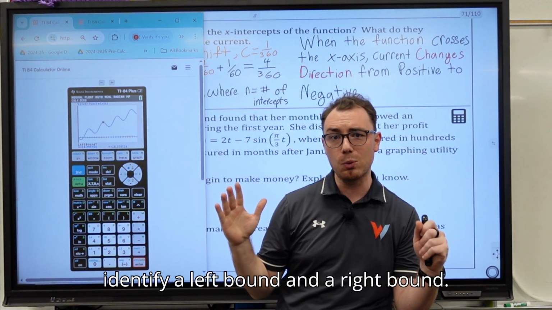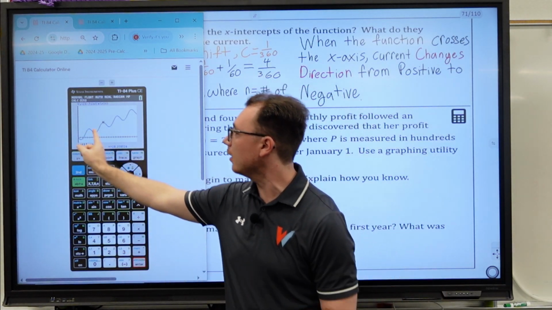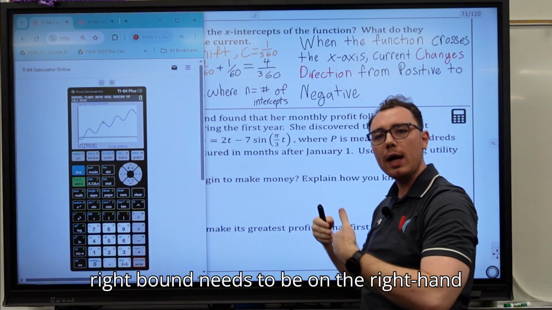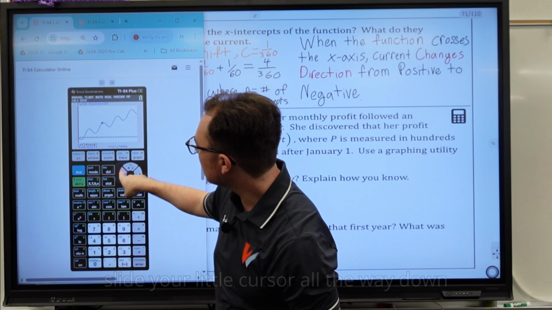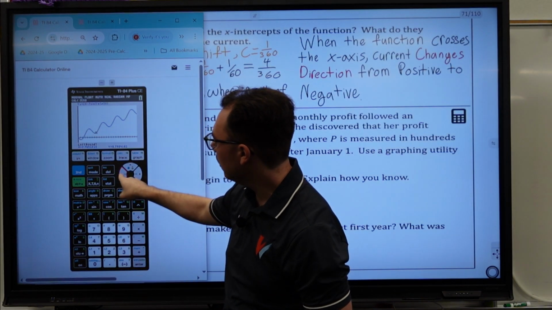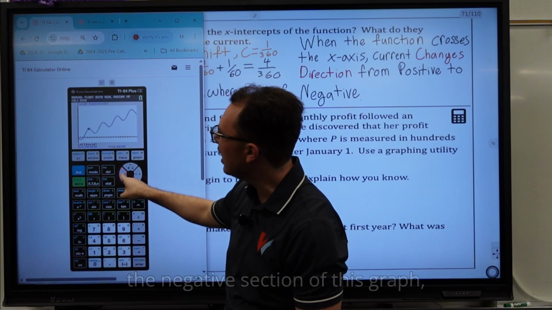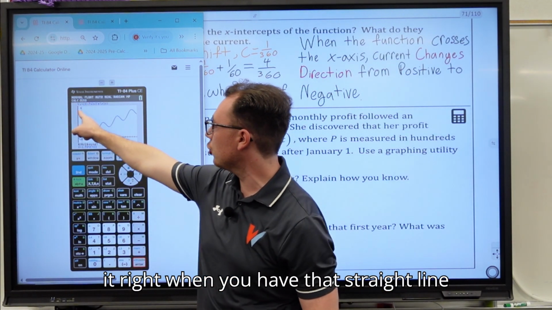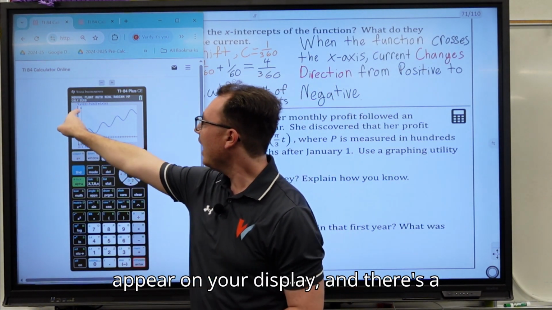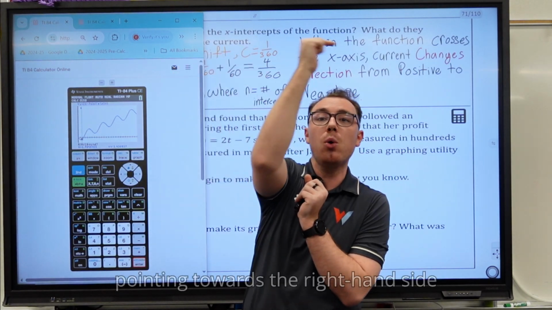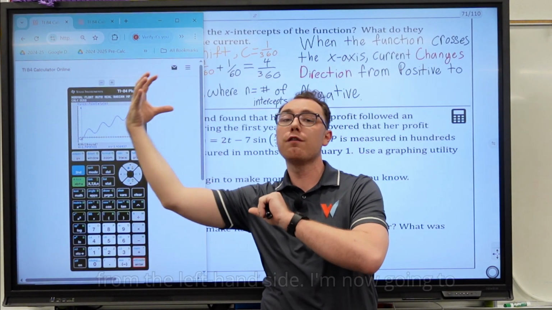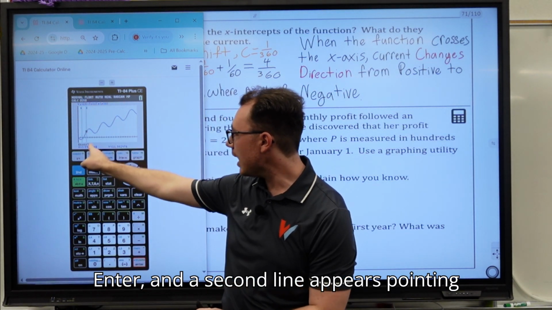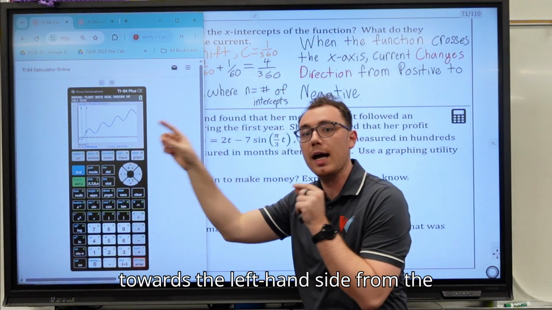and it's going to ask us to identify a left bound and a right bound. That left bound needs to be on the left-hand side of that 0, while the right bound needs to be on the right-hand side of that 0. You basically slide your little cursor all the way down until you reach the left-hand side, or the negative section of this graph. Hitting enter, you know you've done it right when you have that straight line appear on your display, and there's a little arrow at the very top of the graph pointing towards the right-hand side from the left-hand side. I'm now going to go over to this right-hand side, hit enter, and a second line appears pointing towards the left-hand side from the right.